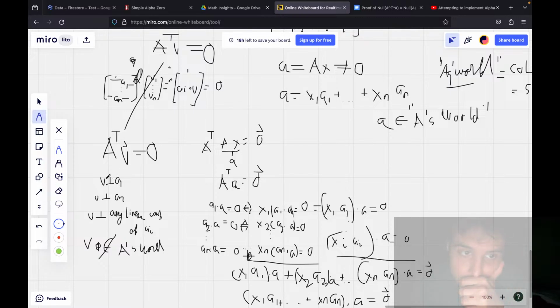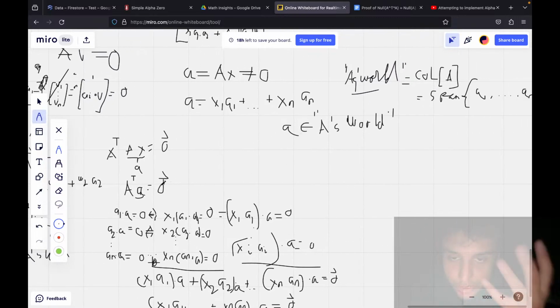If v is perpendicular to a1, and v is perpendicular to a2, then v must be perpendicular to w1 a1 plus w2 a2, right? If v is perpendicular to that and that, then these both imply that it's perpendicular to this. So in general, v is perpendicular to any linear combination of them, which means that v cannot be in A's world. So ATa is 0. That means this thing right here is not in A's world. But we already said it was in A's world, so that's how we had the contradiction.